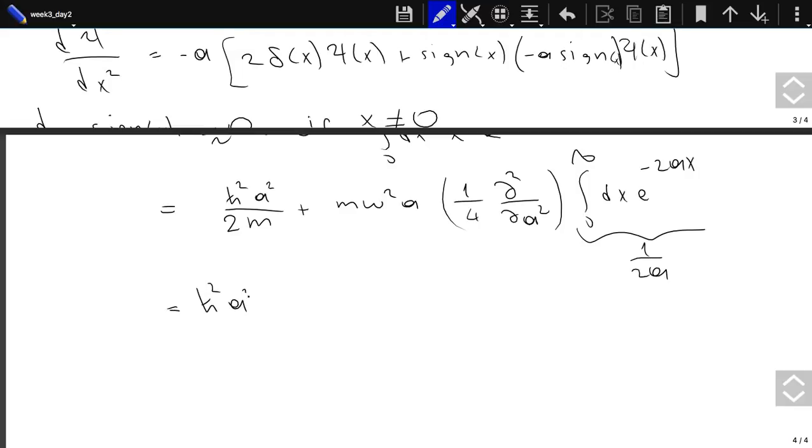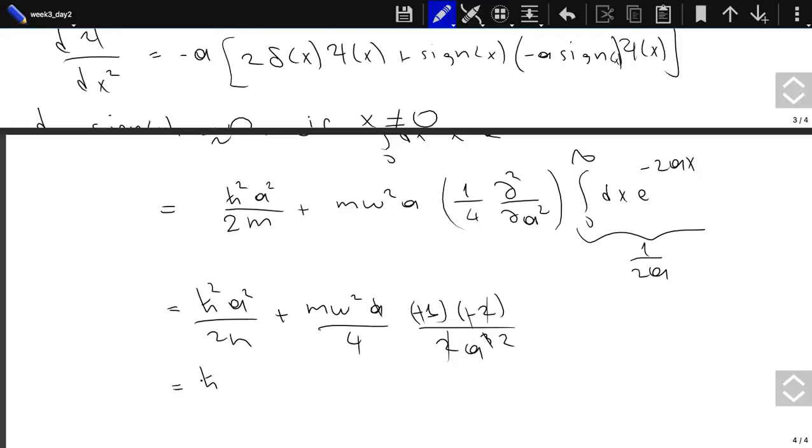So this is equal to h bar squared a squared over 2m plus m omega squared a over 4. If I take the first derivative, it will be a minus 1. If I take the second derivative, it will also bring me a minus 2 over 2a cubed. Now this minus cancels, these cancel, I have the a squared. So this is h bar squared a squared over 2m plus m omega squared over 4a squared.